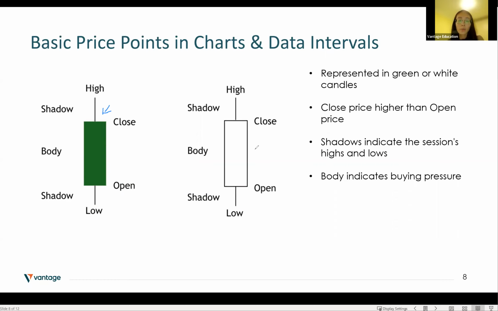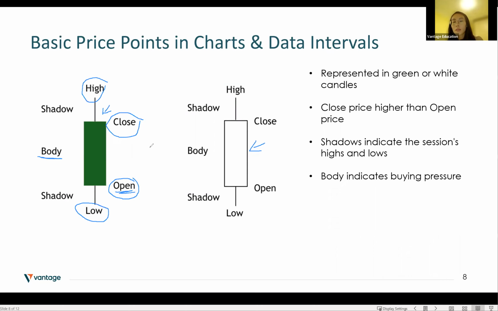If you have one that is in black and white, then in this example, you can see that the white candle would be the bullish candle. So it's the same thing, right? The high would be denoted by the top wick and the low by the bottom wick, and the body of the candle would represent the buying pressure. Because this is a bullish candlestick pattern, the open price would be lower than the close price.